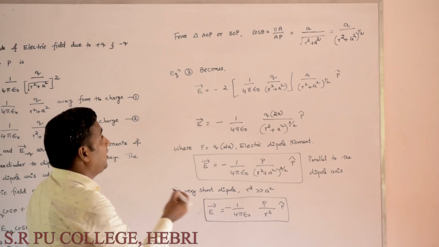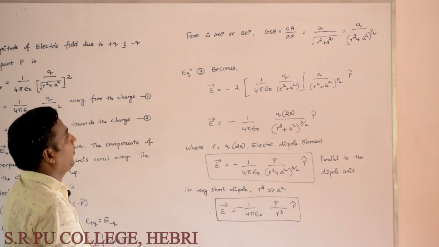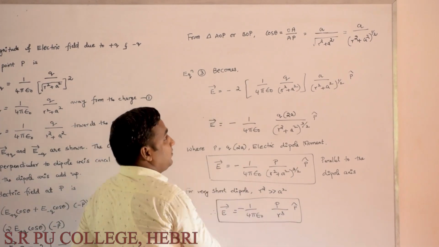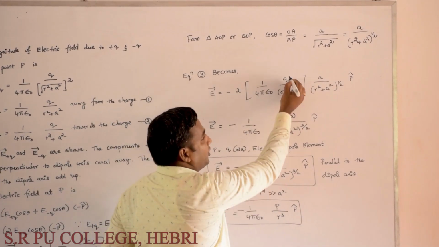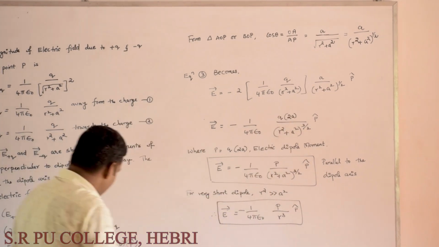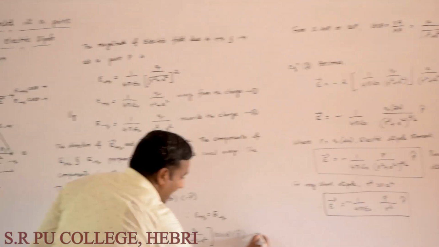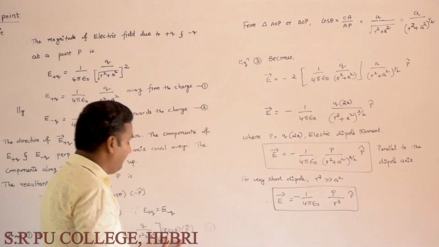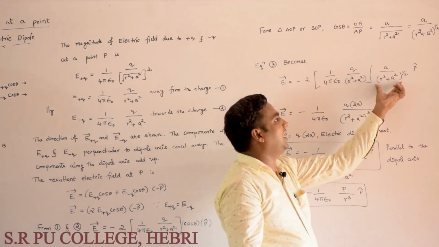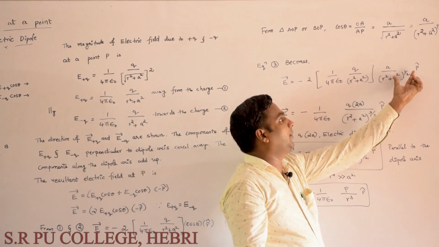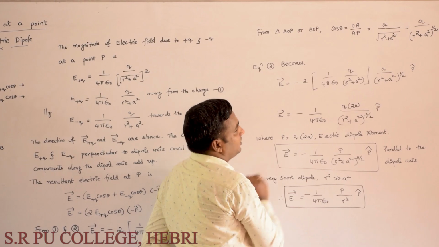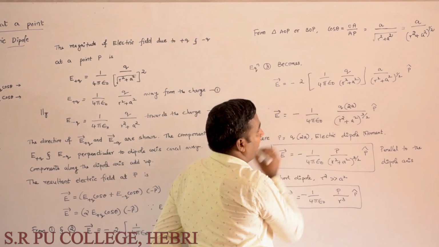From the above, equation 3 becomes E vector is equal to minus 2 times 1 divided by 4 pi epsilon naught q divided by r square plus a square. In equation 3 we can take this as it is. In place of cos theta, we have to substitute a divided by r square plus a square power half into p cap. That simplification gives E vector is equal to minus 1 divided by 4 pi epsilon naught.